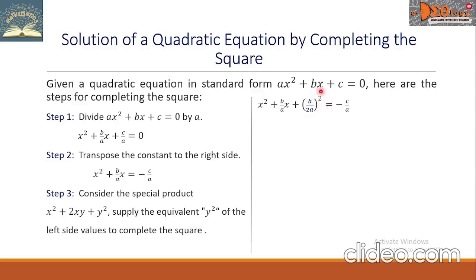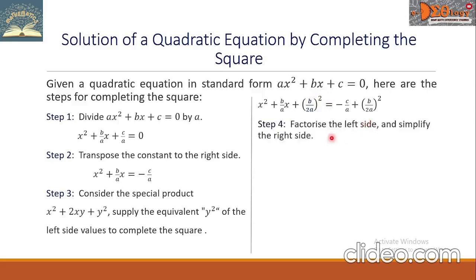Now let us analyze this value. It is simply this b over a here, the coefficient of x that we put here. But in the denominator, we multiply by 2. And then this b over 2a, we square it. And then, since we are adding this value to the left side, same value we must add to the right.